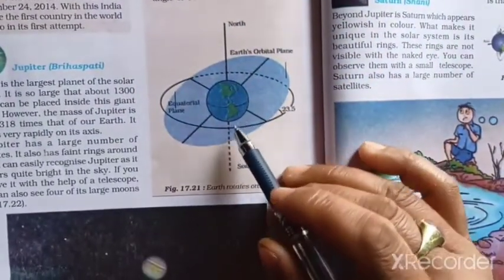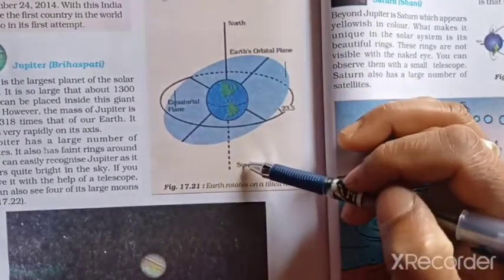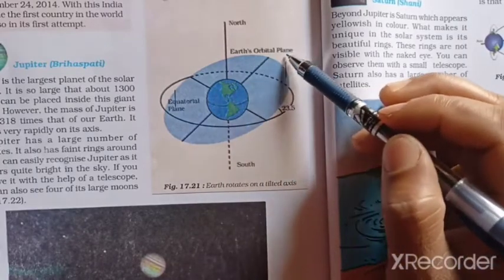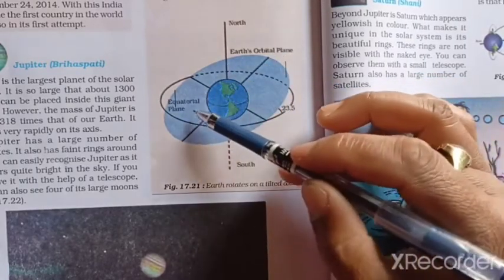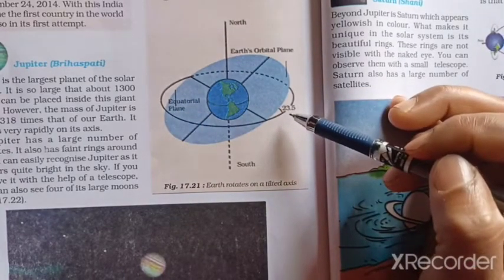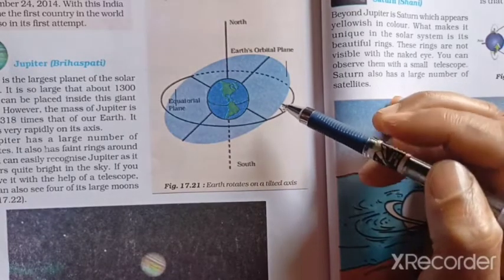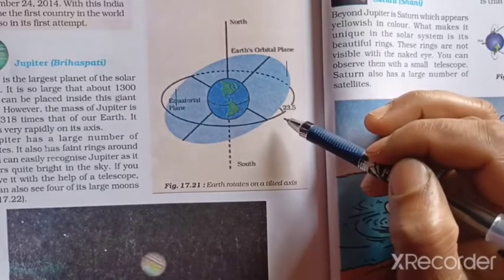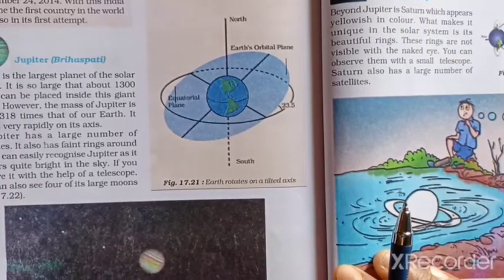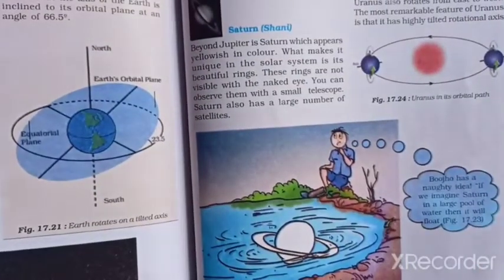So here is the figure: north and south, and this is the equator. Earth's orbital plane is this, and the equatorial plane is shown here, and 23.5 degrees. The planes are inclined to each other. So Earth rotates on a tilted axis. Next, let's continue on the next page.